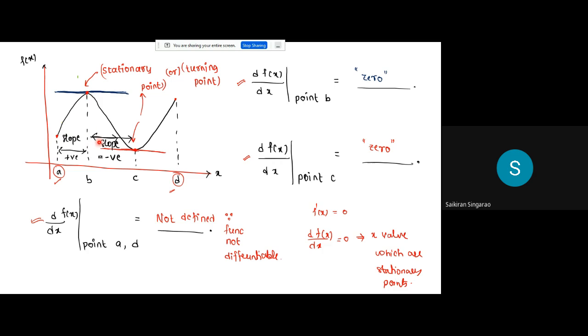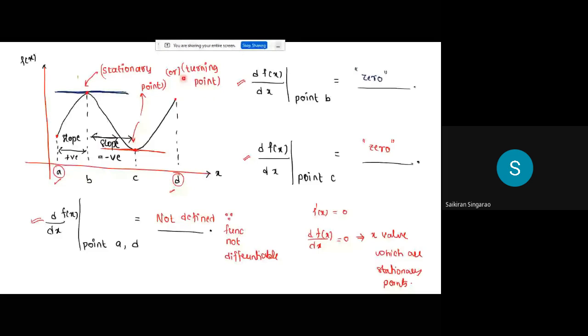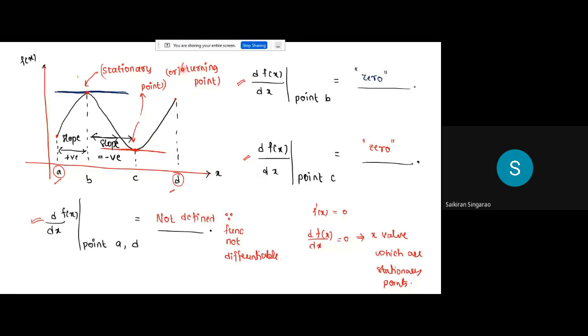Zero slope, and then in this range from B to C, what will be the slope? It will have a negative slope. So that is why this point is called as what? Turning point. That's why this point is called a turning point. Because the slope is changing around this point, from positive to negative, or here also the same thing. It is changing from negative to positive.